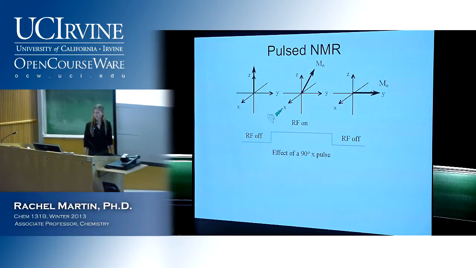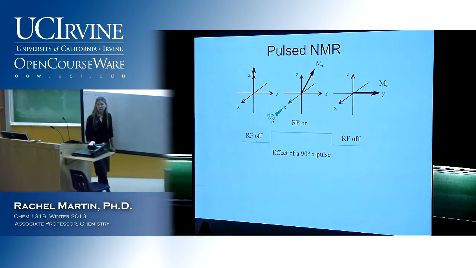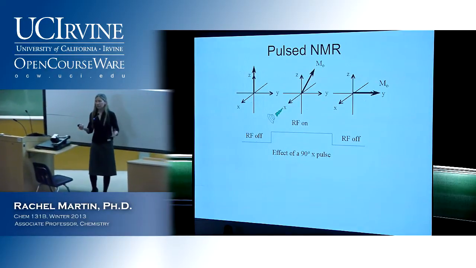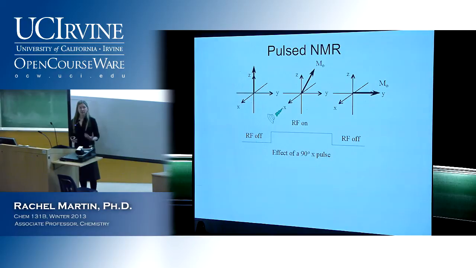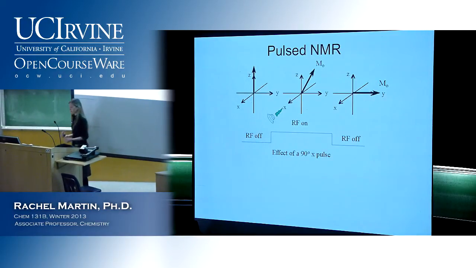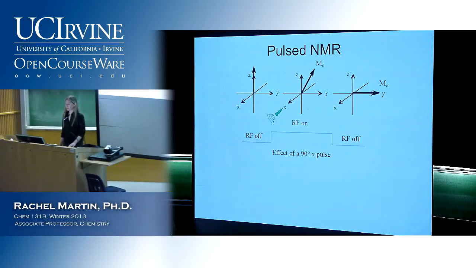So again, let's see what this looks like. So we have our magnetization vector initially along Z. We turn on the pulse. We have calculated the flip angle and the nutation frequency to be exactly right so that it's a 90-degree pulse.